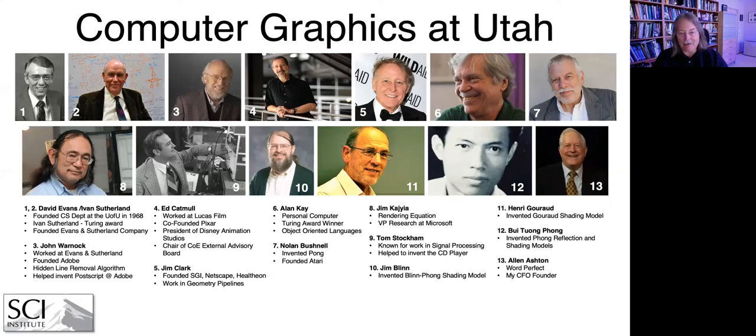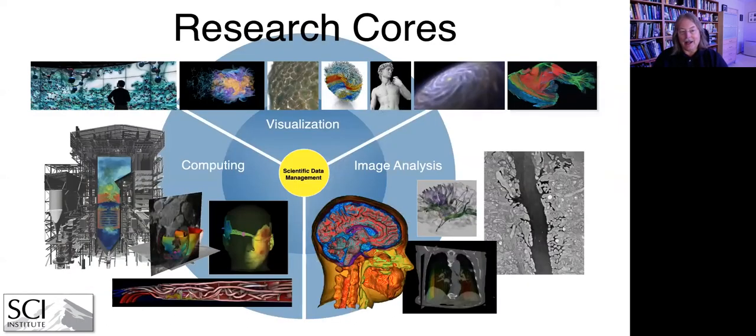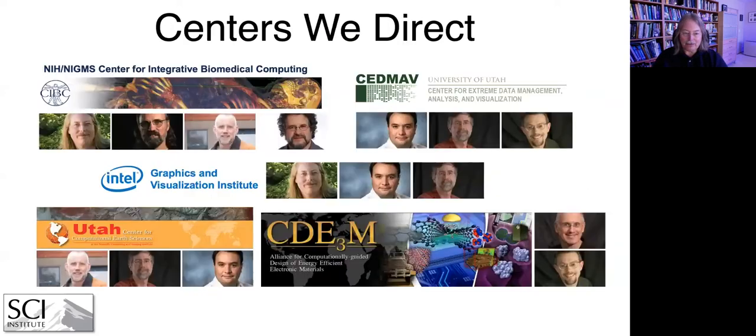And that's something that I really took to heart when I was building the Scientific Computing and Imaging Institute, the so-called SCI Institute. And here are the smiling faces of the faculty, staff, and students, where we have a lot of amazingly smart people who really collaborate from multiple disciplines. And our research cores are in scientific and information visualization, biological, medical, and geophysical image analysis, and biomedical and scientific computing.